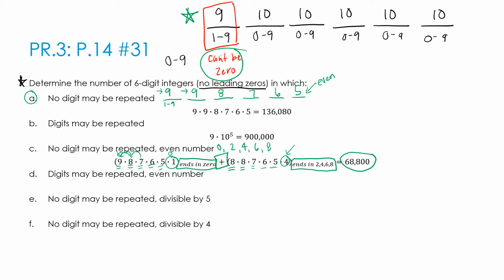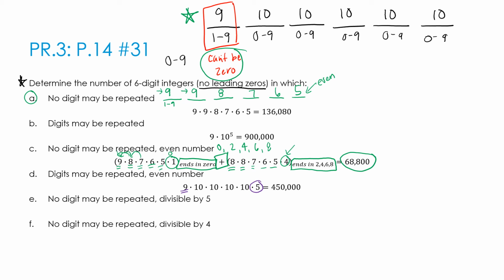Here we have digits may be repeated, and it's an even number. So this one's much more straightforward because I've got 5 different options here for ending in an even number: 0, 2, 4, 6, or 8. And it's okay if we repeat things. The only restriction, of course, is that 9 at the beginning because I can't use a 0. So D is pretty straightforward.